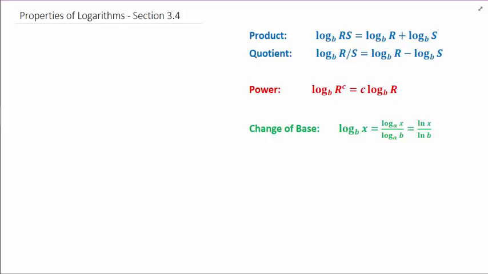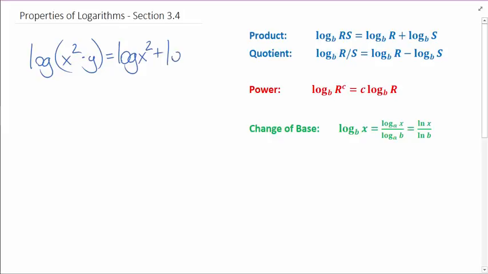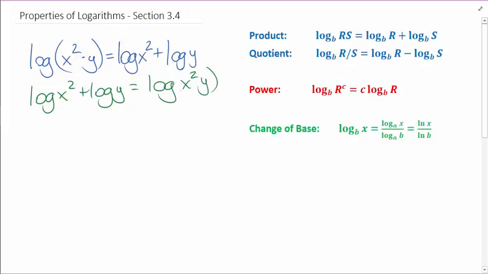Both of these properties could be used both ways. So if I had the log of x squared times y, I could rewrite that as the log of x squared plus the log of y. Now, if I was given the log of x squared plus the log of y, I could bring that together to be the log of x squared times y. I could go either way with these properties for both the product and the quotient.